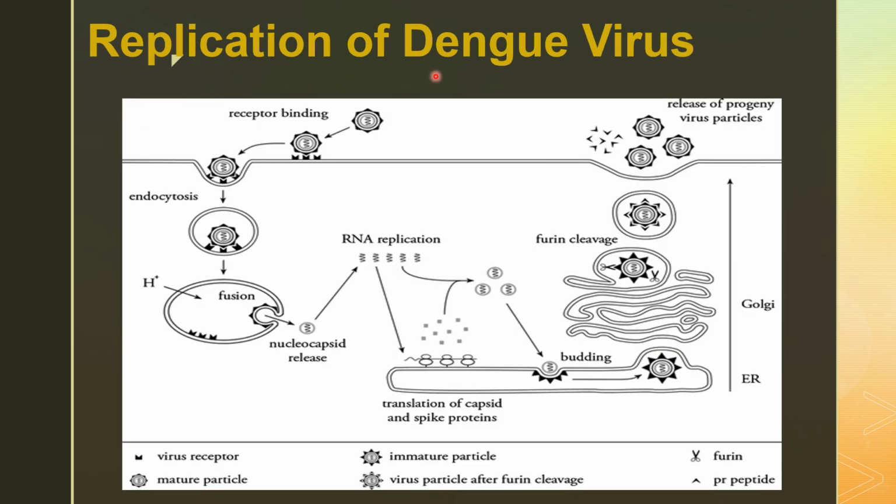The replication cycle of dengue virus. The cell receptor binding: the virus enters into a host cell and the endocytosis process occurs. Fusion of the cells, then moves to the nucleic acid capsid release. Then RNA replication and translation of capsid and the spike proteins. Then binding of the endoplasmic reticulum to the Golgi apparatus. The furin cleavage occurs. Then the release of progeny virus particles. The mature particles and immature particles occur. Then the release of progeny virus particles leads to the infection.